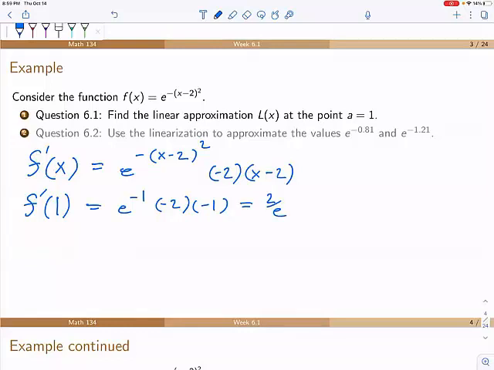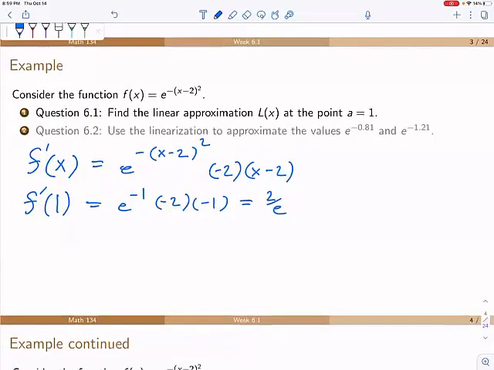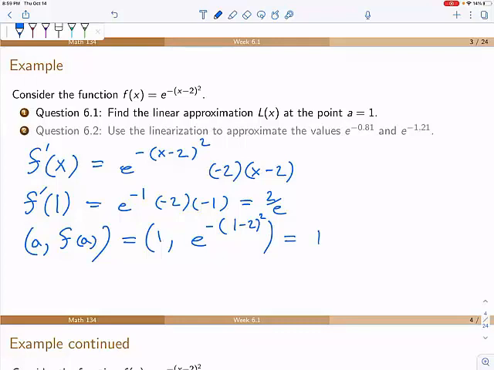The final ingredient that we need is a point. The point is given to us directly with the question: a is our x value, and if we plug a into our function f, we'll get our point itself. So a is 1, and plugging in, we get e raised to the power of minus, 1 minus 2 all squared. So the point turns out to be (1, 1/e), because we have -1 in the power once again. So we have a point.